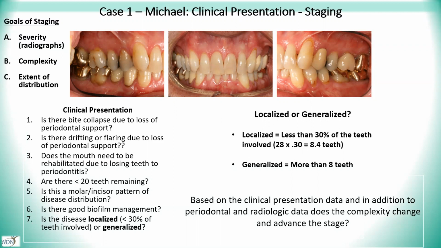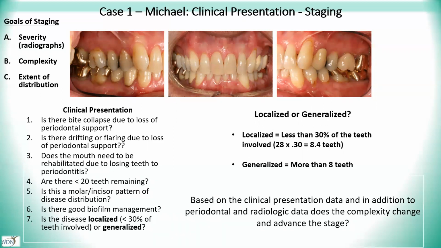Now we want to look at the extent of distribution of the disease and start to make some other notable observations. I don't see bite collapse. I don't see drifting or flaring. I don't think this mouth needs to be rehabilitated because of periodontal disease. There's definitely more than 20 teeth remaining. This is not localized juvenile periodontitis where we get that molar incisor pattern. This is very severe. And biofilm management is good. There's good biofilm management on this case. I don't see much on the teeth at all.